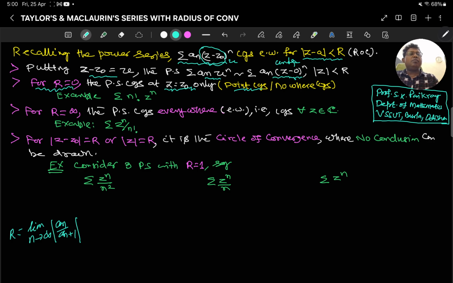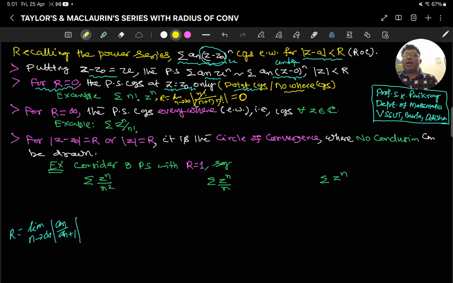So what will be the radius of convergence here? In this case R is equal to limit n tends to infinity, where a_n is n!, so n! divided by (n+1) times n!, because the factorial of n+1 is (n+1) times n!. So this is 1 by infinity, which is 0. It converges only at the origin. It is called point convergence, or in general we can say nowhere convergence, right? Convergence only at a particular point doesn't make any sense for further analysis.